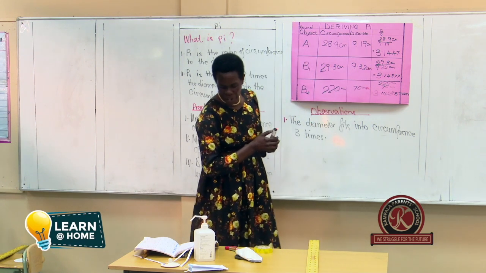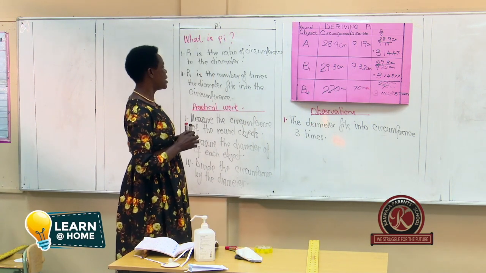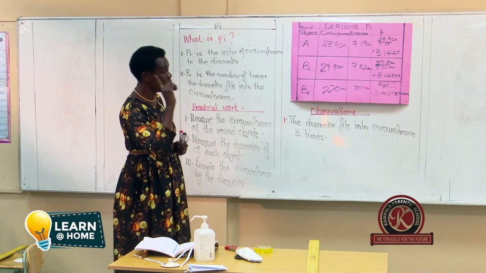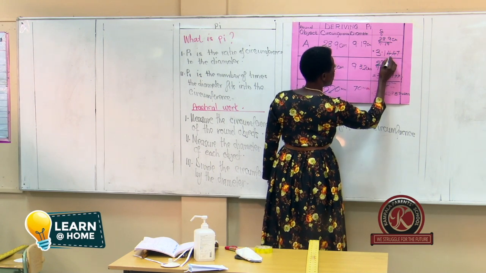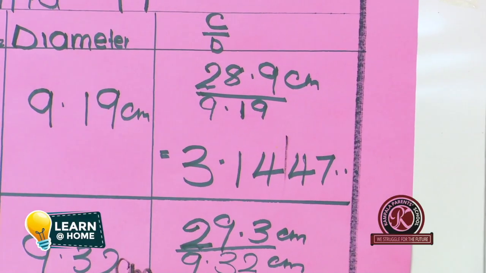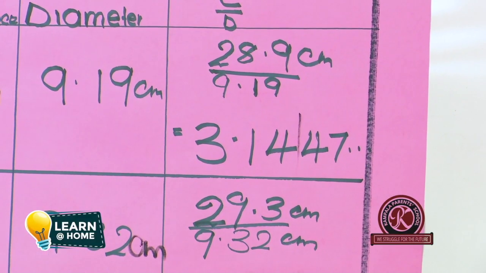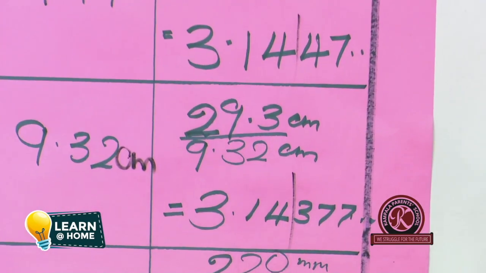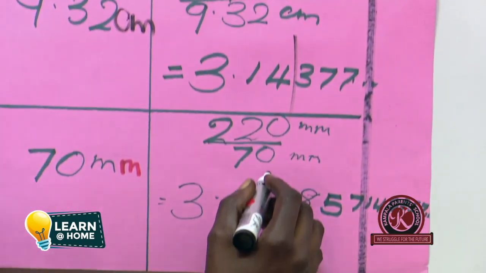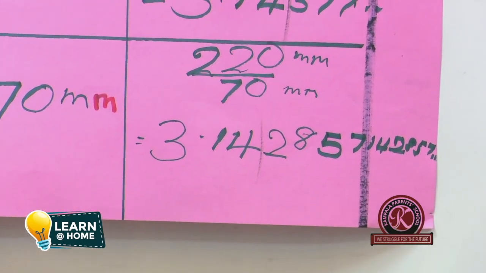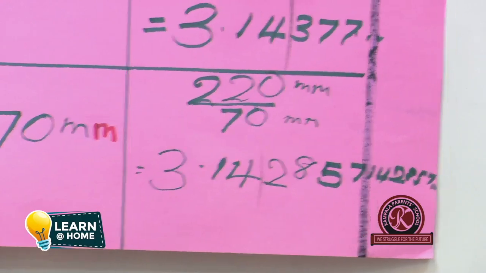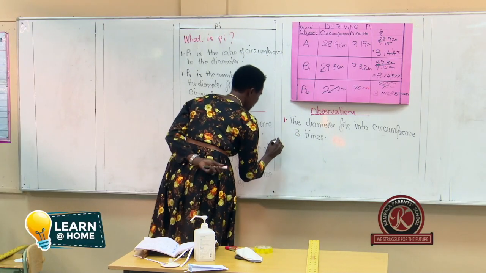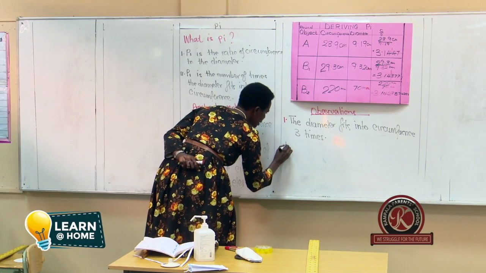Then the second point, if we round it off to the nearest 2 decimal places, the next number here is 4, so we get 3.14. Here if we do this, we get 3.14. And here also when we round it off to 2 decimal places, we get 3.14. So we say number 2.